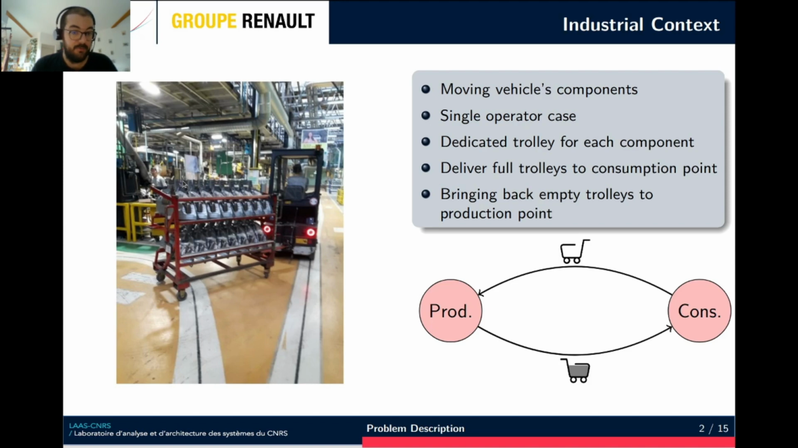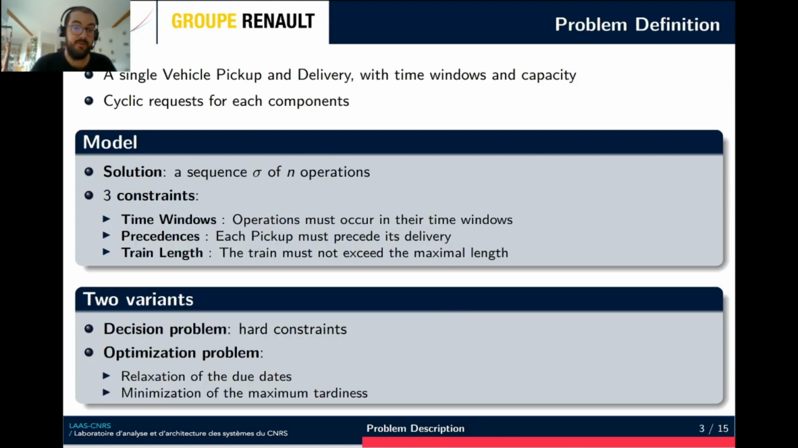And the problem, globally, is to move these trolleys when they are full from their production point to their respective consumption points, and symmetrically to bring them back when they are empty. So this is a special case of a single vehicle pickup and delivery problem with time windows and with a capacity, which is the maximum length of the train. A particularity of that problem is that each request is cyclic. For example, its due date corresponds to a release date of the same request, at the same place, but shifted in time.